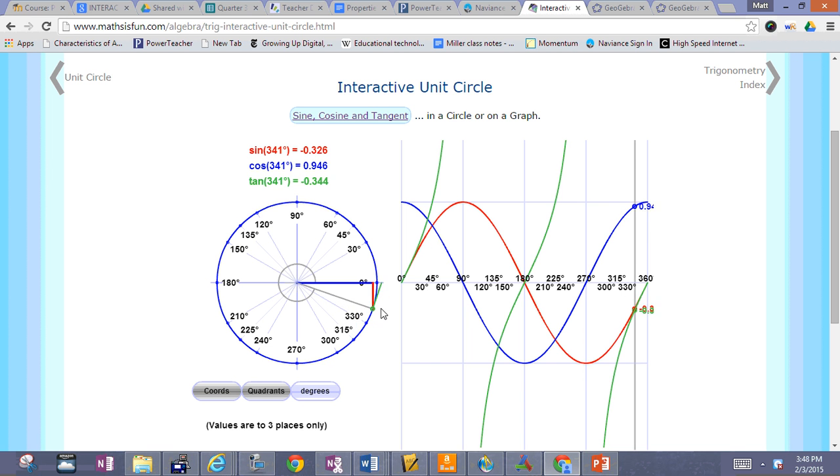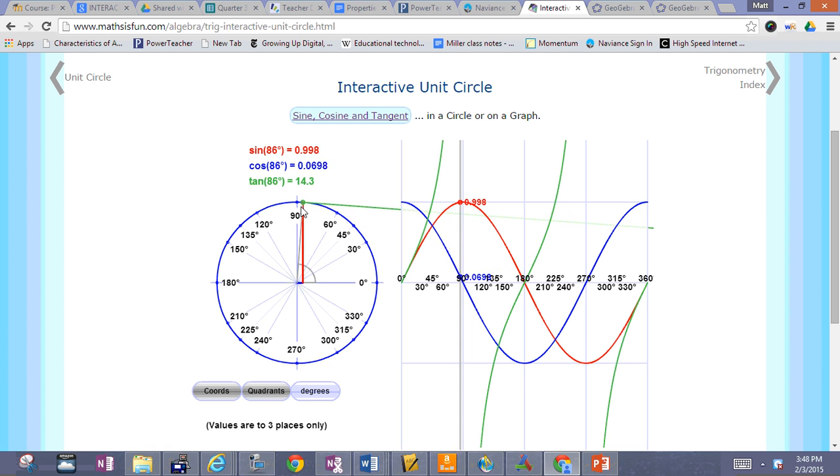Again, looking at the cosine. We're looking at the blue graph here. We're looking at the blue length of the triangle. And we can see we're in quadrant 1 where the cosine is positive.